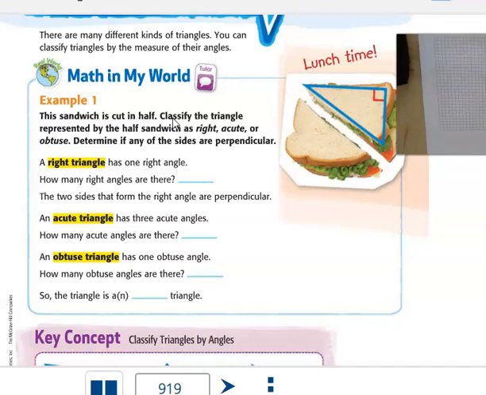This sandwich is cut in half. Classify the triangle represented by the half sandwich as right, acute, or obtuse. So just like the angles are labeled right, acute, or obtuse, so are triangles. A right triangle has one right angle. So on this shape we can see that there is one right angle. So we can answer this question.